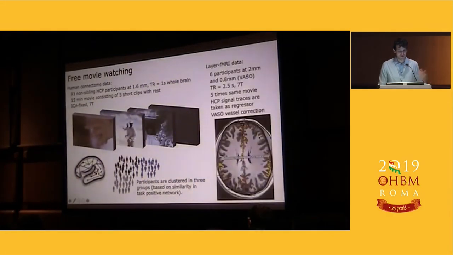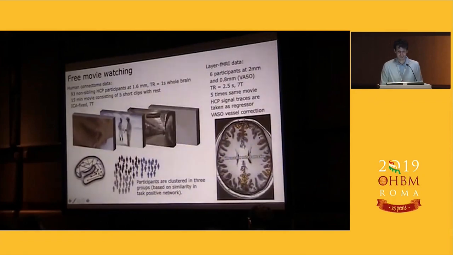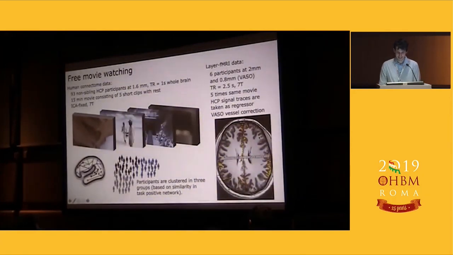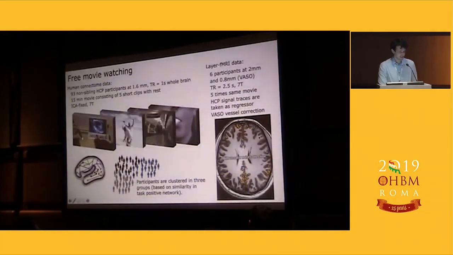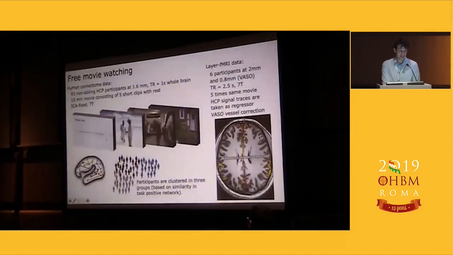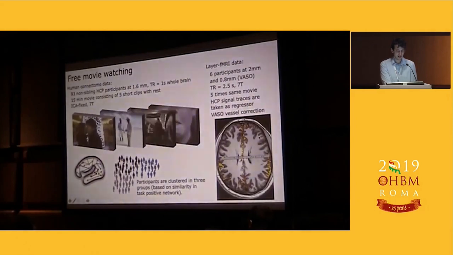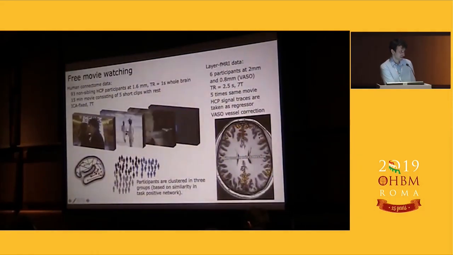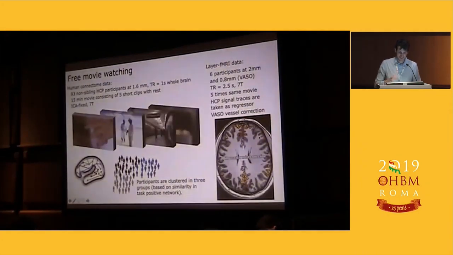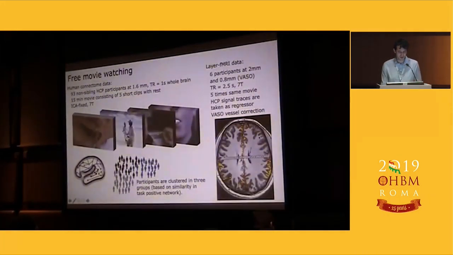And we use the same movies also for our high-resolution protocols with 0.8 millimeter slab data. And on the bottom right, you see how much the VASO can help here. For example, for the default mode network, you see that there are in BOLD a lot of false positives, especially at locations where the big veins are. With VASO together, we can try to pin it down to more the neural components.